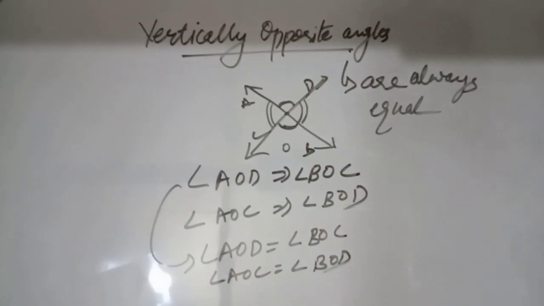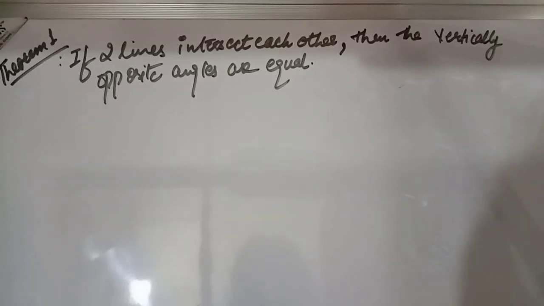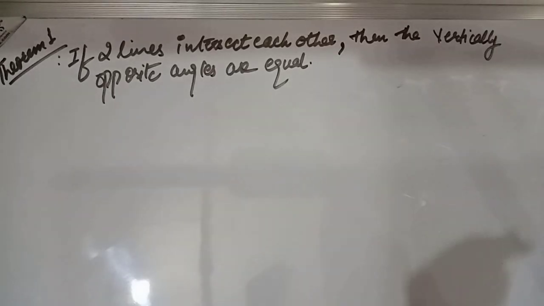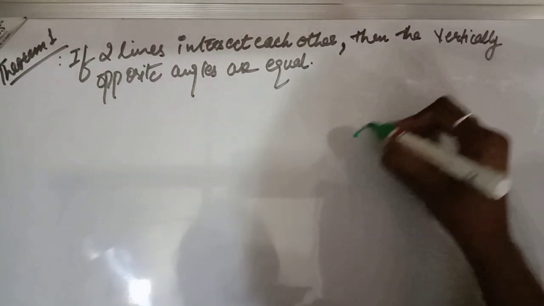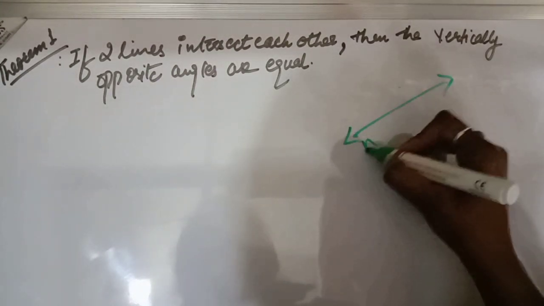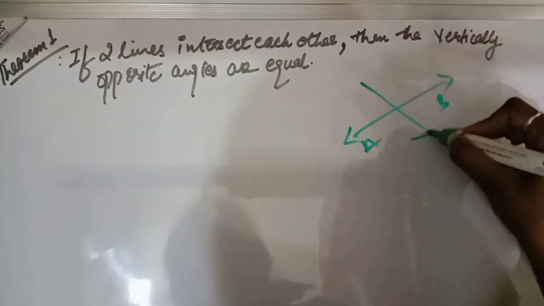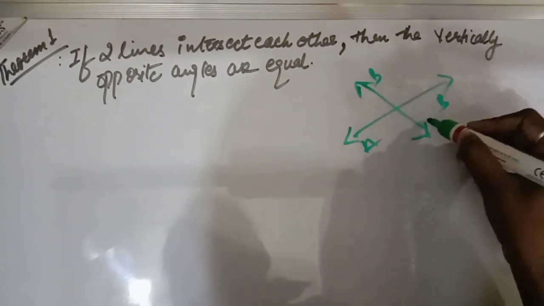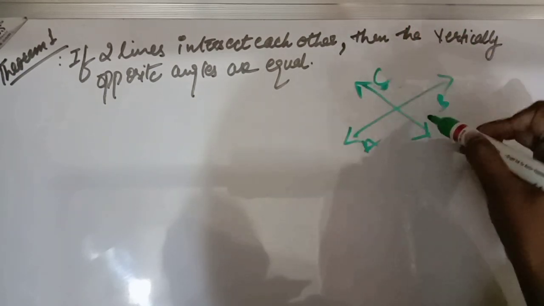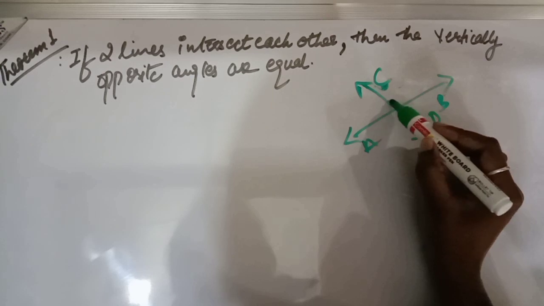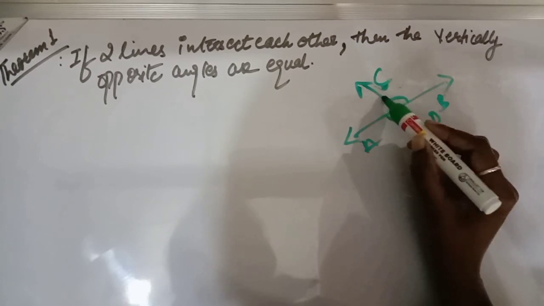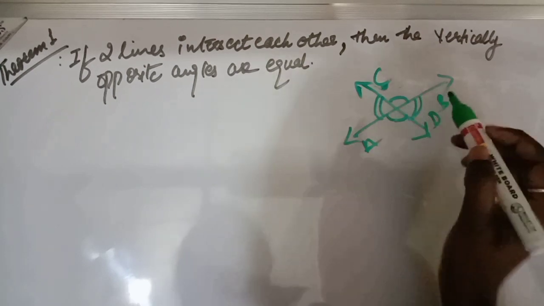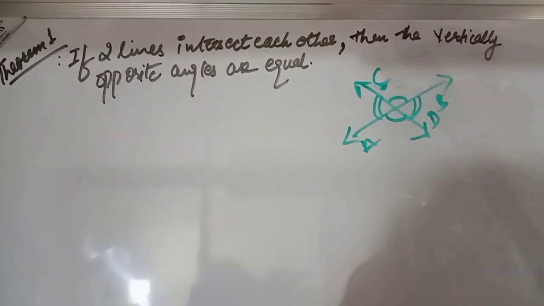Okay, let us begin with the theorem related to vertically opposite angles. The theorem says if two lines intersect each other, then the vertically opposite angles are equal. Now, if we consider two lines, these two lines AB, CD, then this angle is equal to this, and this angle is equal to this. We have to prove these two points.